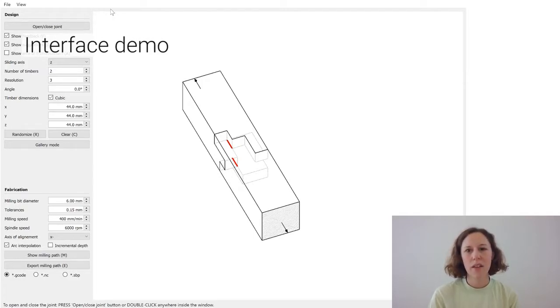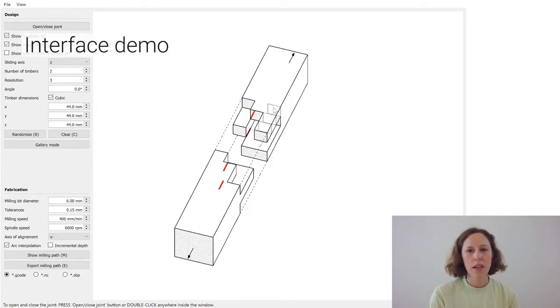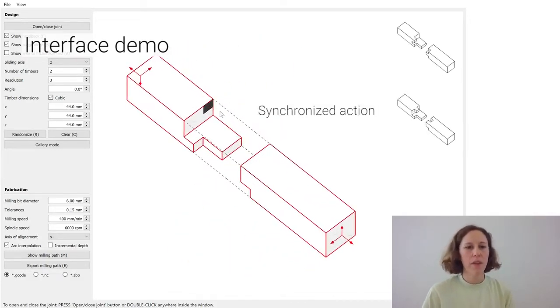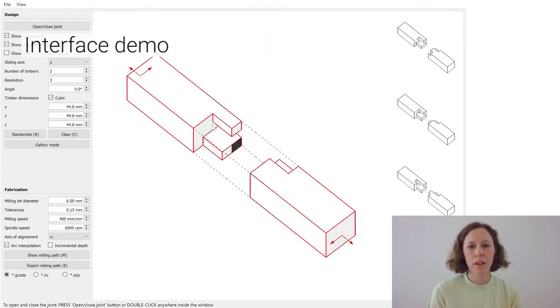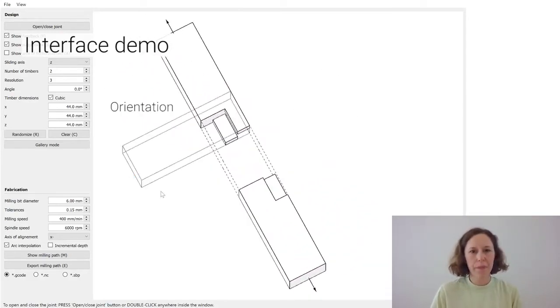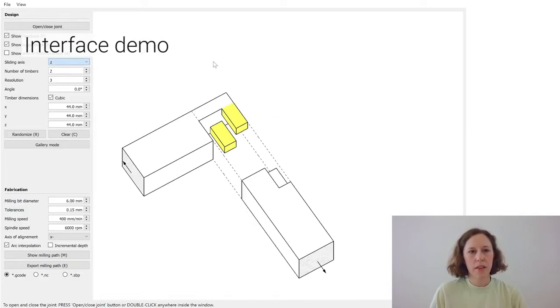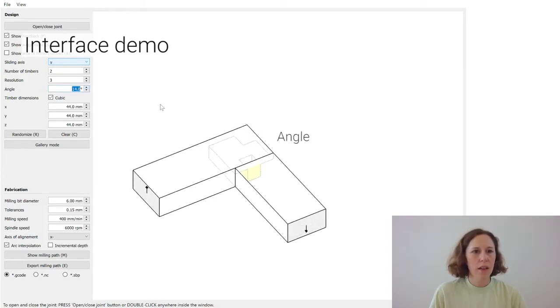We focus on the design of a single joint connecting two or more pieces of timber. The design space is a 3D grid of voxels, and the joint is edited by pushing and pulling on the faces like this. Notice how this action is synchronized, so when I add a voxel here, for example, another one is removed here. The user can change the orientation of a timber by pulling on the body. The user can also set the sliding axis, the angle of intersection, and more things.